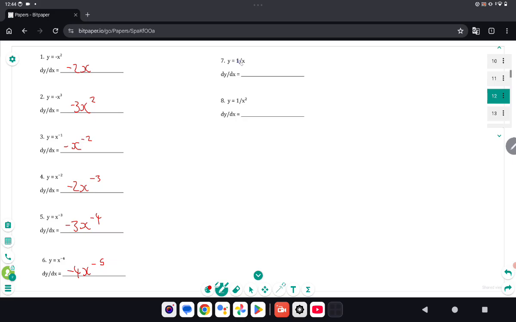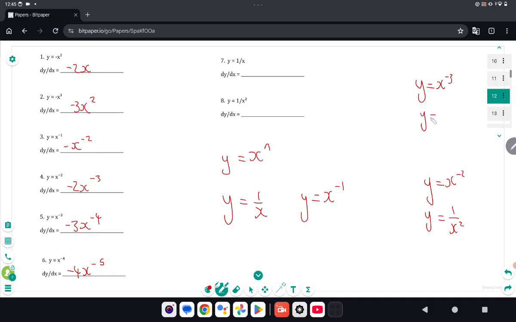Well, we can't differentiate until we have it expressed as x to the power n. How else can you write y equals 1 over x? We can write that as x to the minus 1. So this is looking at your negative indices topic. If you remember, y equals x to the minus 2 would be the same as y equals 1 over x squared. Y equals x to the minus 3 would be y equals 1 over x cubed.